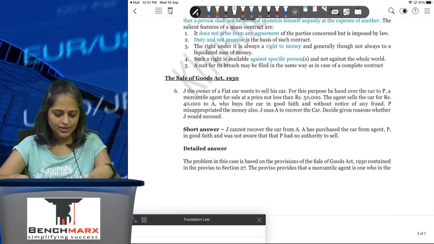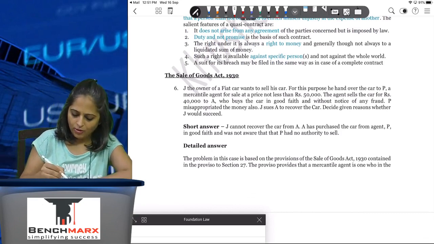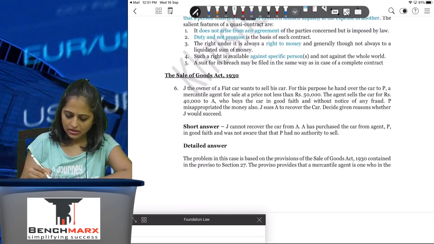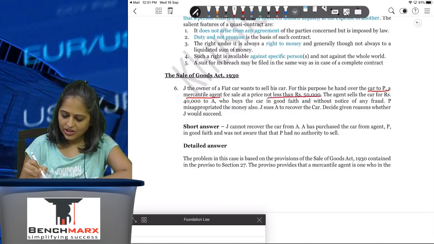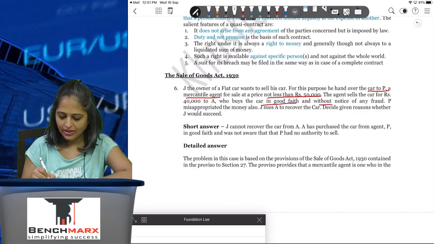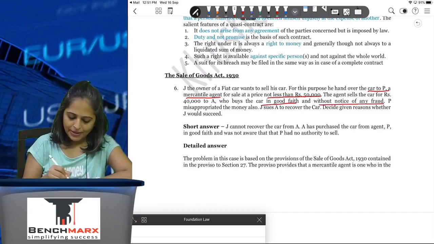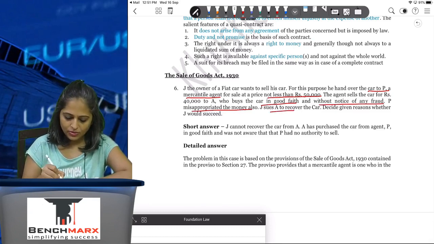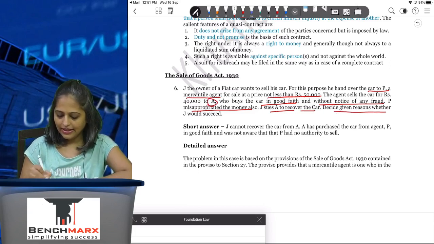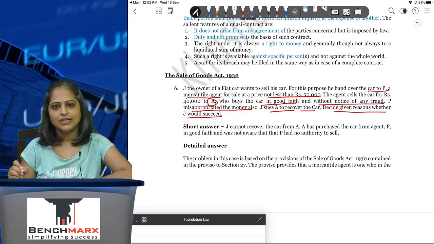Now coming to the Sale of Goods Act. J, the owner of a Fiat car, wants to sell his car. For this purpose, he handed over the car to P, a mercantile agent, for sale at a price not less than rupees 50,000. The agent sells the car for rupees 40,000 to A, who buys the car in good faith and without notice of any fraud. P misappropriated the money also. J sues A, the buyer of the car, to recover the car. Decide, giving reasons, whether J would succeed.